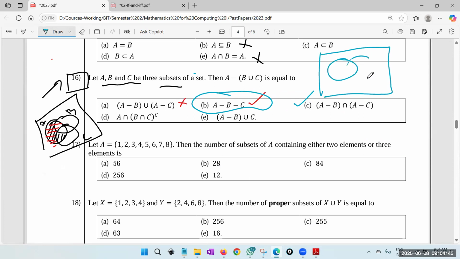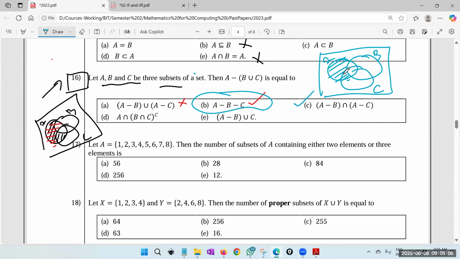A, B, C. A minus B. From A, you get rid of B. So then you have this. From that, you get rid of C.